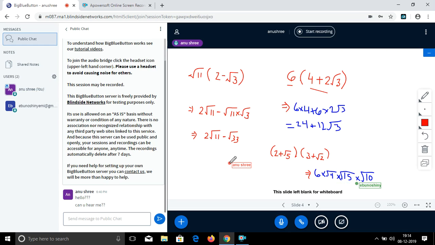Okay, so like you're multiplying, you just have to add them, right? I mean, 2 multiplied by 3 is 6 plus 2 multiplied by root 3. That will give you 2 root 3. Plus root 5 multiplied by 3, you will get 3 root 5.